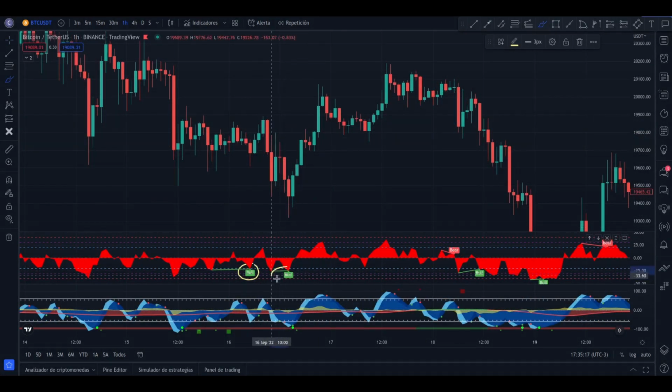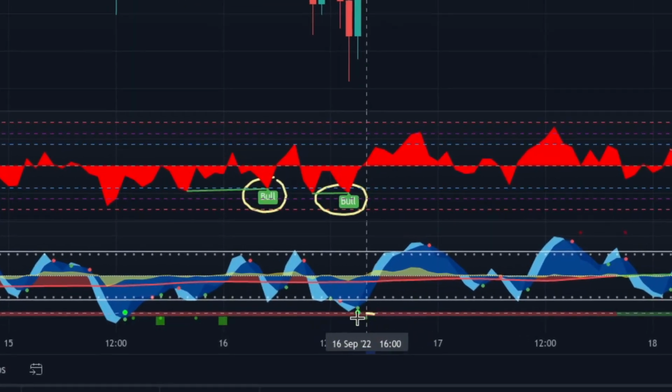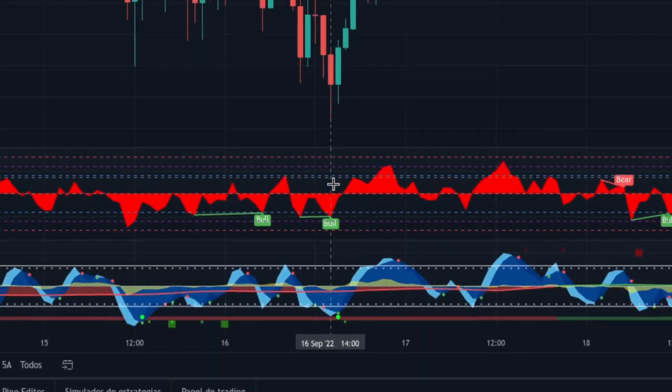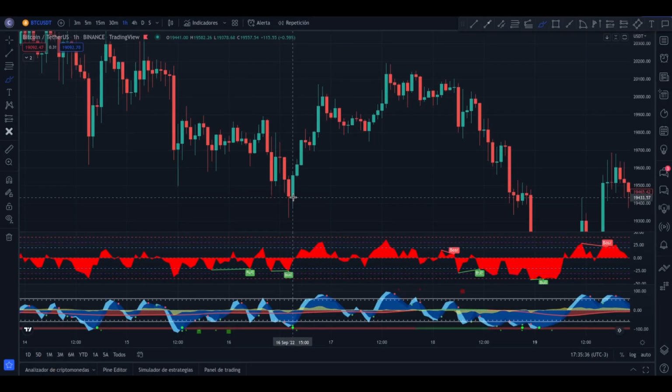To consider long entries, we will wait for the divergence signal, and then we will wait within the first 2 following candles for any of the 3 possible buy signals from the Cipher indicator. Here we are not going to consider the stochastic signals.